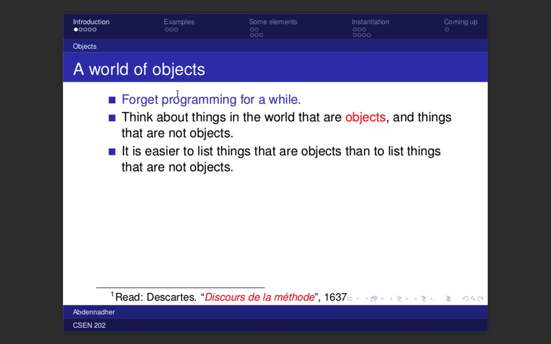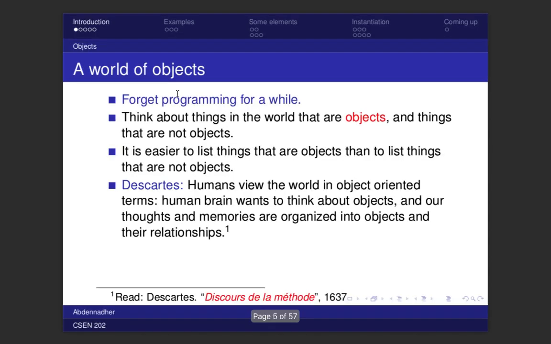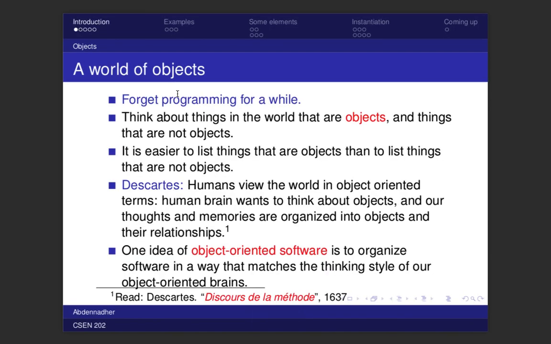But a chair is an object, a desk is an object, and an object has properties and attributes, so I can describe it nicely. What people did a long time ago was look at the human brain, and it turned out that the human brain wants to think about objects. That means all our thoughts as well as memories are organized in terms of objects and relationships between the objects. And this is exactly the topic of today.